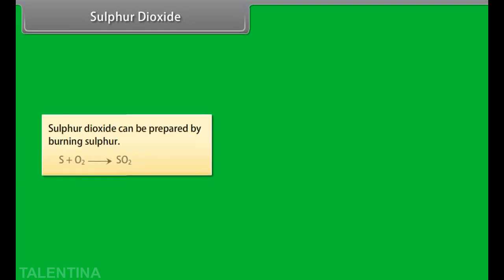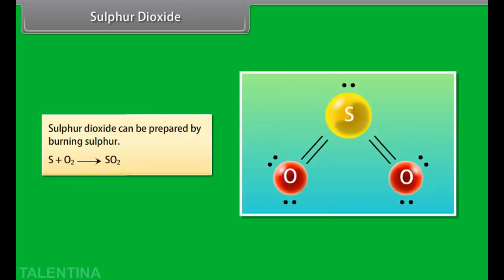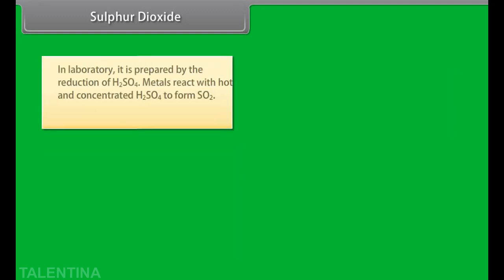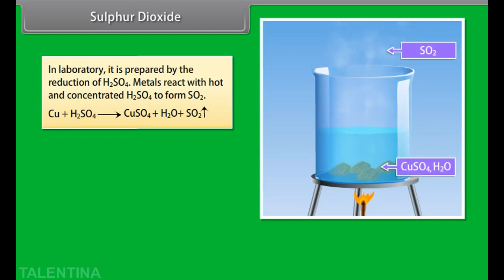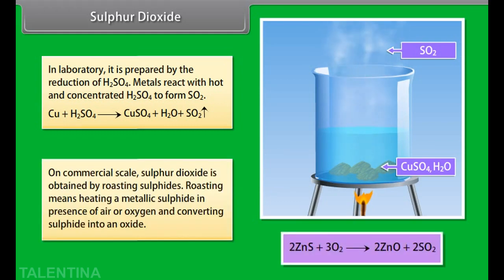Sulphur dioxide. Sulphur dioxide can be prepared by burning sulphur. In the laboratory, it is prepared by the reduction of H2SO4. Metals react with hot and concentrated H2SO4 to form SO2. On a commercial scale, sulphur dioxide is obtained by roasting sulfides. Roasting means heating a metallic sulfide in the presence of air or oxygen and converting the sulfide into an oxide.